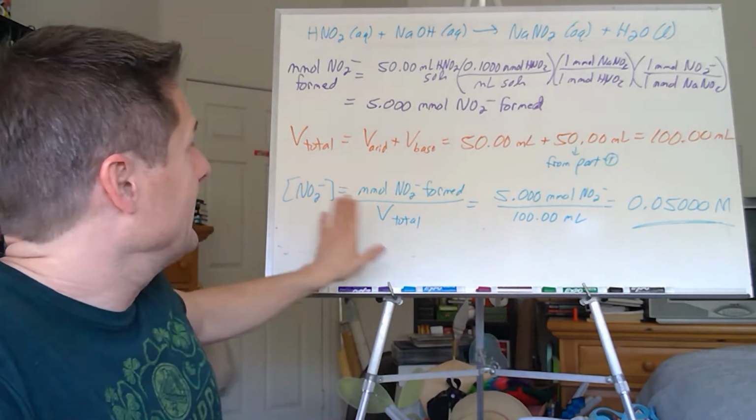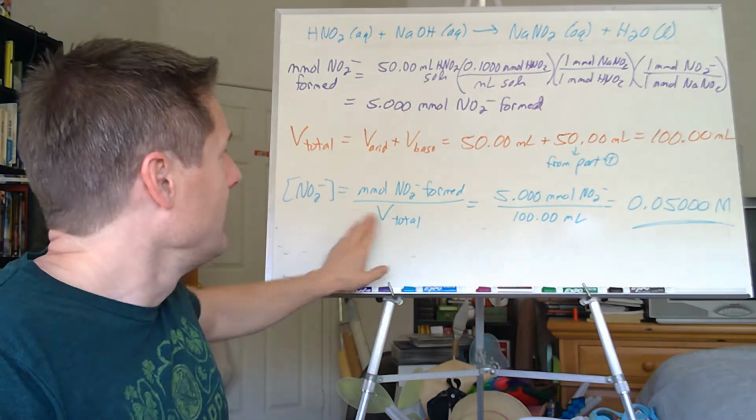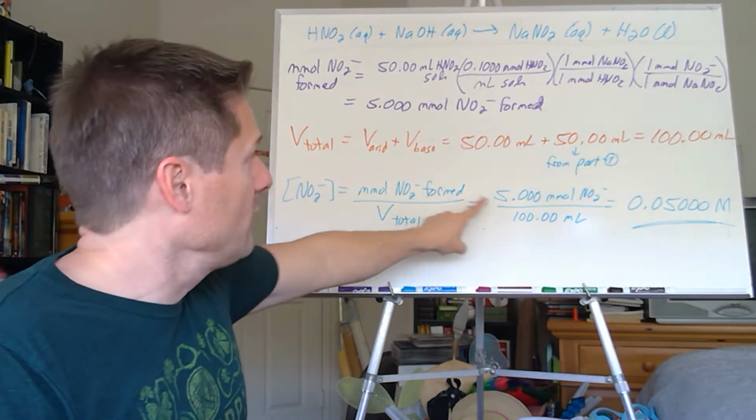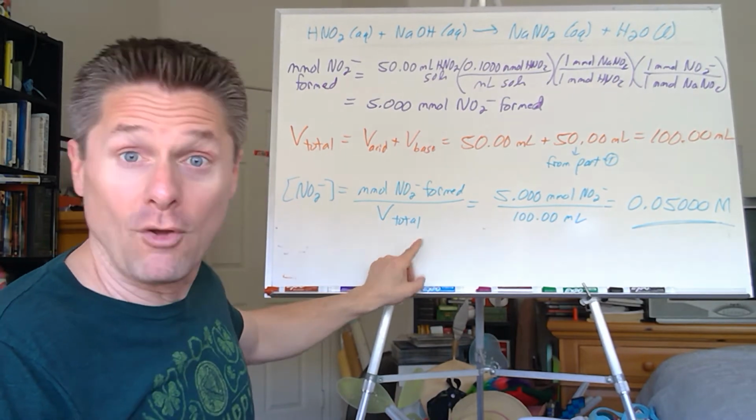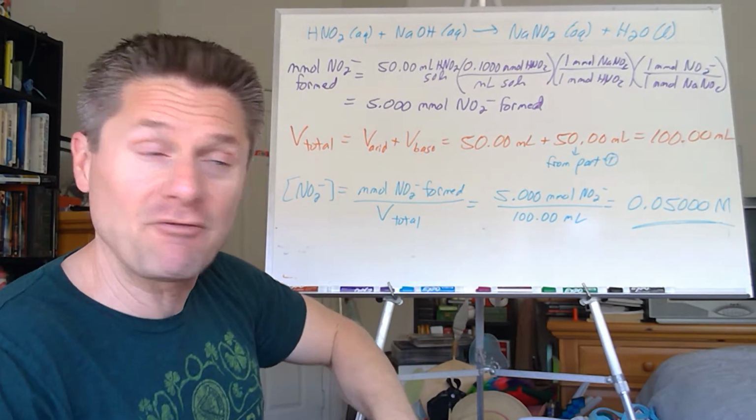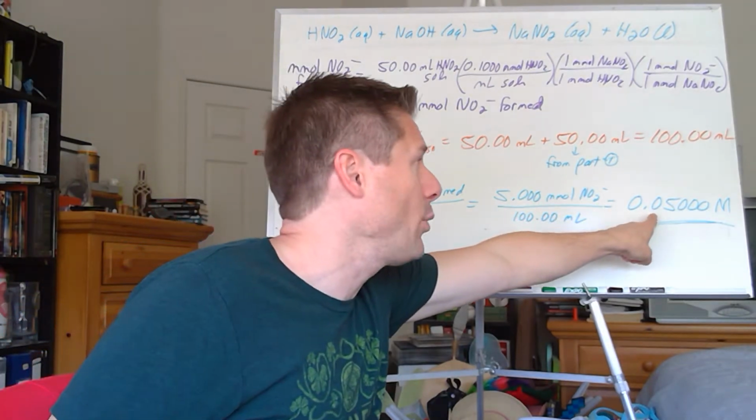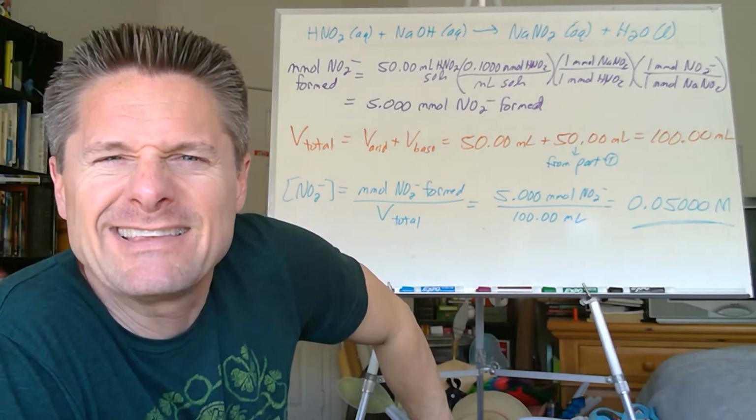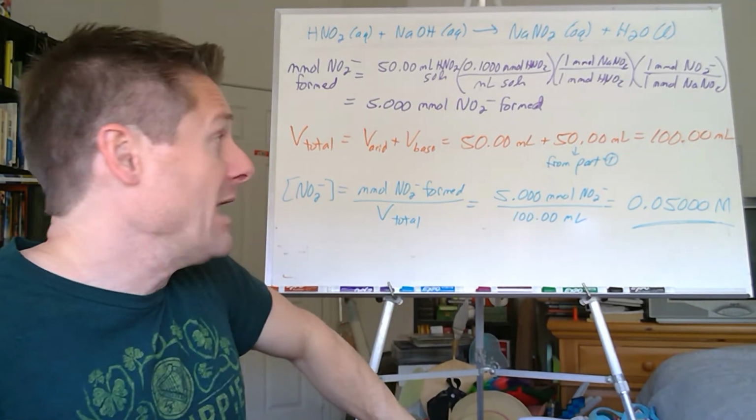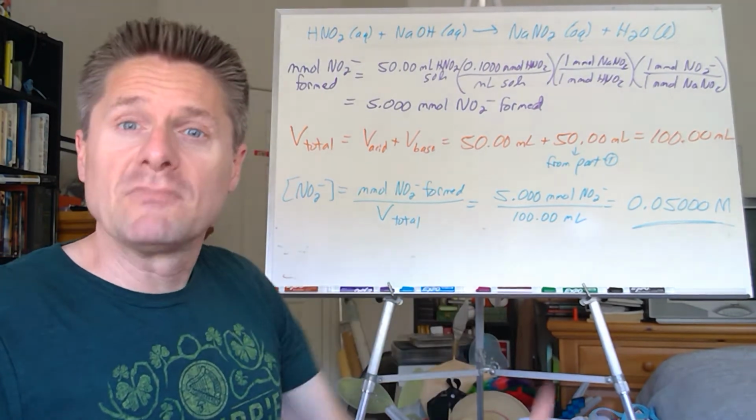base. So to get the concentration of the conjugate base form, the NO2 minus, the nitrite ion, I take the millimoles of it formed, which is the 5.000 millimoles, divided by the total volume after everything got dumped in that flask, 100.00 milliliters. Go to 4 sig figs, I get 0.05000 molar. Nice, a nice simple number there. Now, let's take that, set up an ice table, solve for X.